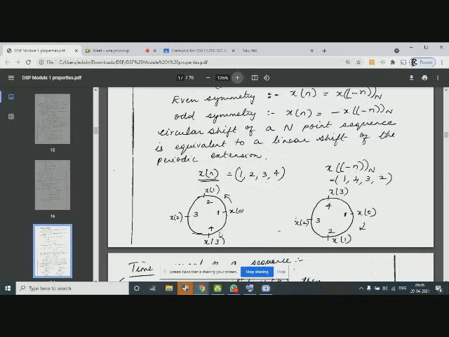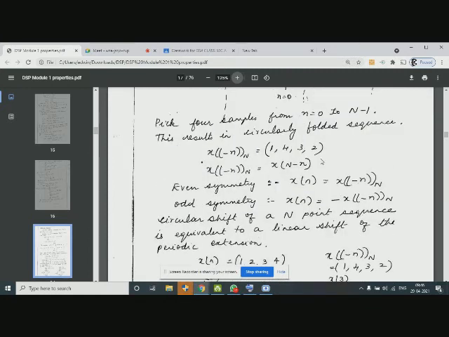Suppose it is x of minus n you want to write. How will you write it? Have the same circle, instead of reading it like this, you read it like this. That is, if you are reading it clockwise, now you read it anti-clockwise. So x of n, if you are reading it anti-clockwise, same x of n you read it clockwise, then it will be x of minus n. The best way to write it.